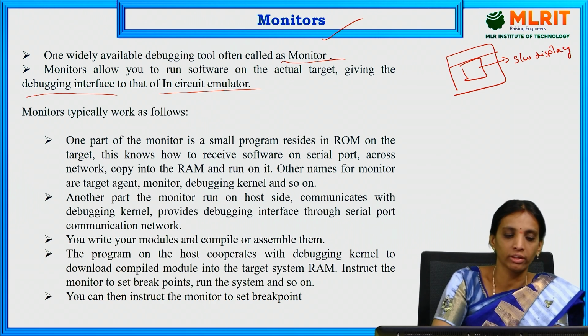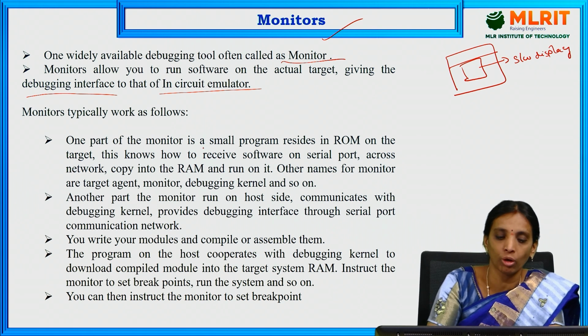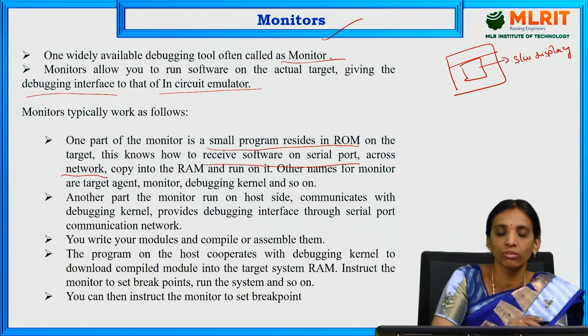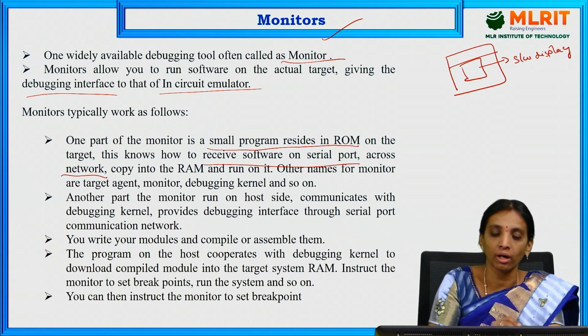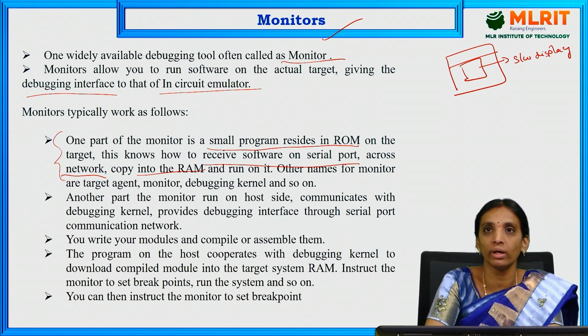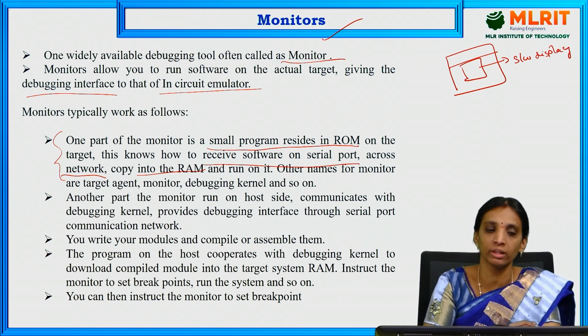Monitors typically work like this: one part of the monitor is a small program residing in the ROM. It handles how to receive the software on the serial port, how to receive the software across the network, how to copy the software into the RAM, and how to run it. All of these are performed in the monitor. Before going to the actual target, we need to check our hardware and software in the monitor.